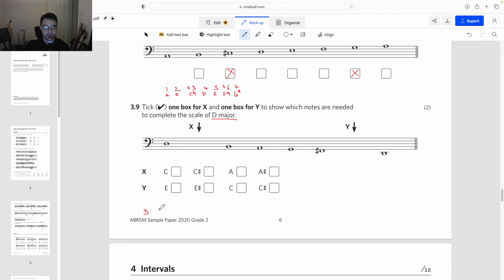So D, E, F sharp, G, A, B, C sharp. All right. I'm not going to write D up at the top here because we've got it at the beginning of the scale, and that's just the start of a new octave. So I'll not include that there.